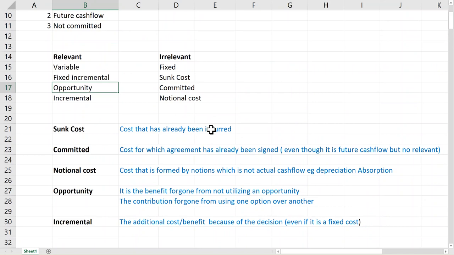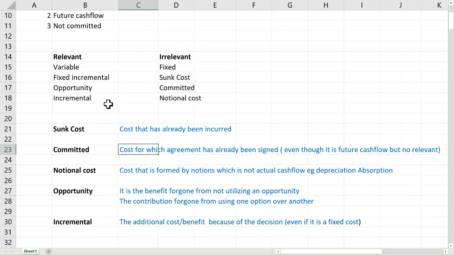So sometimes there are decisions where we have to focus our attention from one project to another. So the contribution that we are taking from the project that we are foregoing, that would be opportunity cost. And then committed cost is irrelevant. Remember, committed cost is cost for which there is already an agreement made.